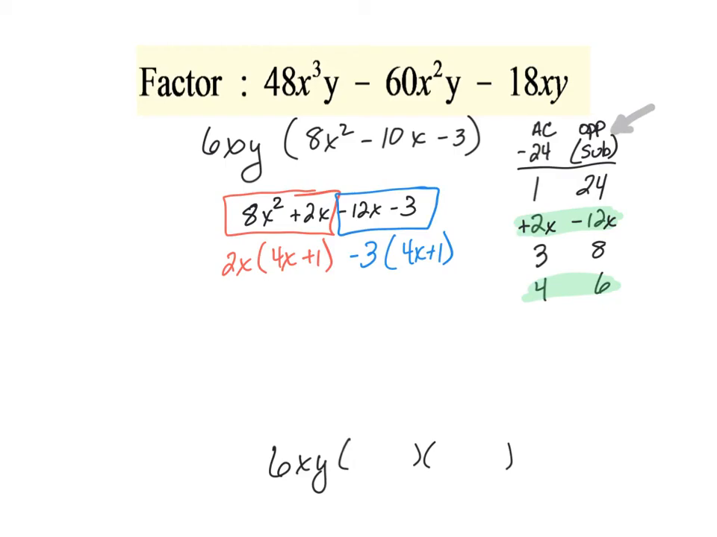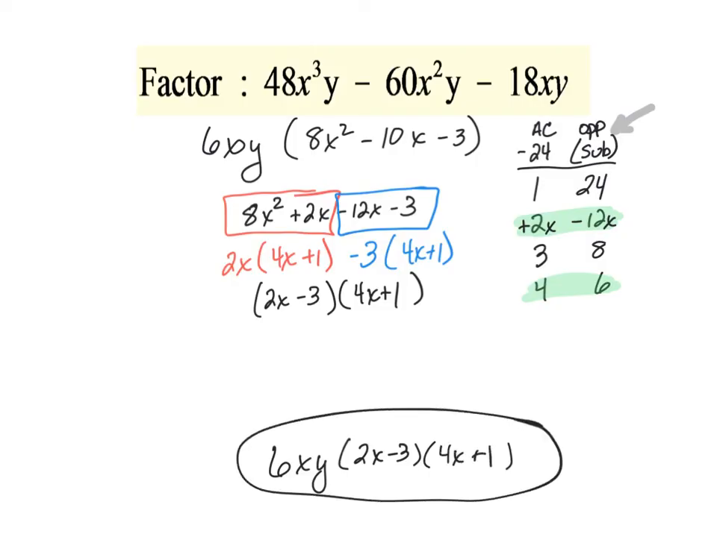So now I have my factors that I could write out here. One of them gets to be 4x plus 1, and the other one gets to be the leftovers of 2x minus 3. Don't stop there. Make sure you go down to where you're going to write your answer. And there you go. So it was an ugly problem to start, but it wasn't too bad.